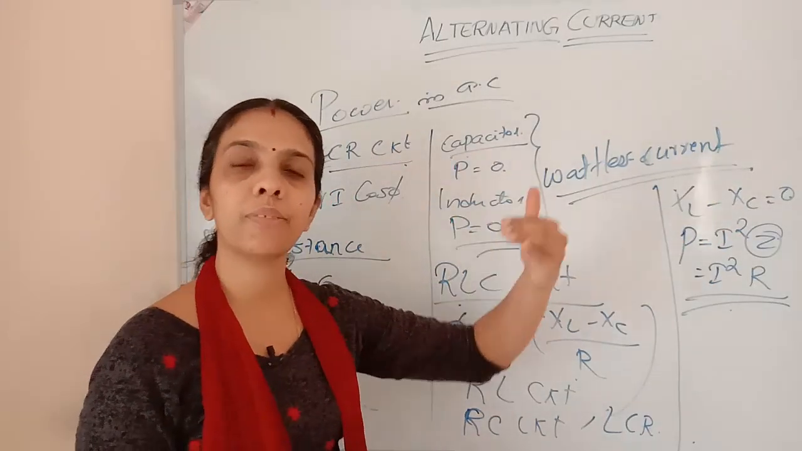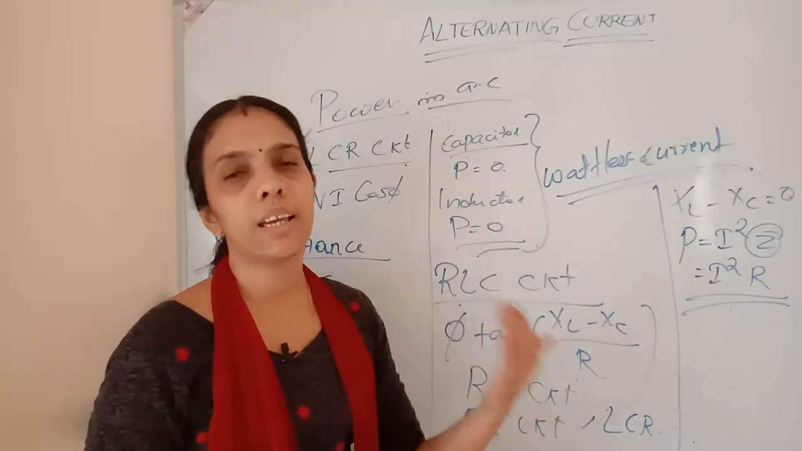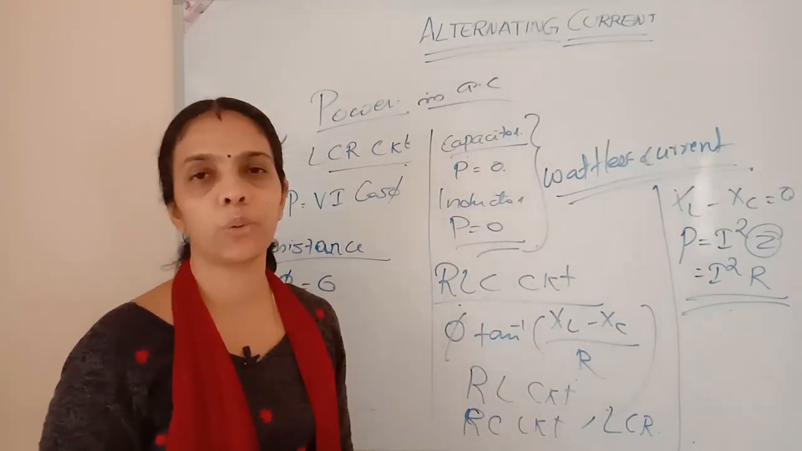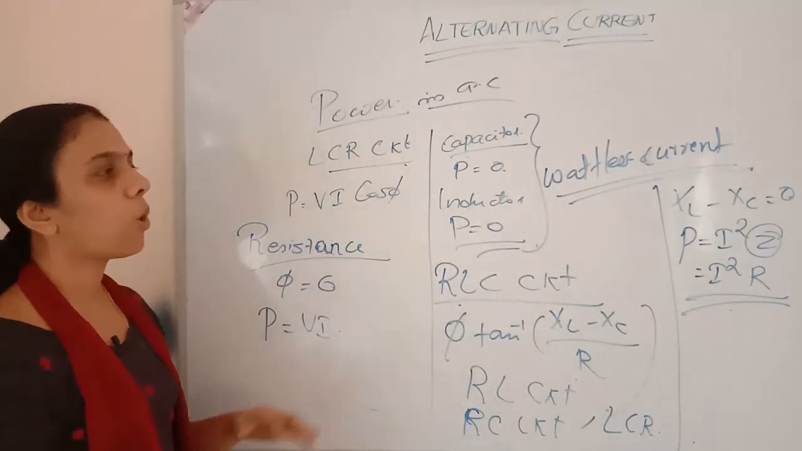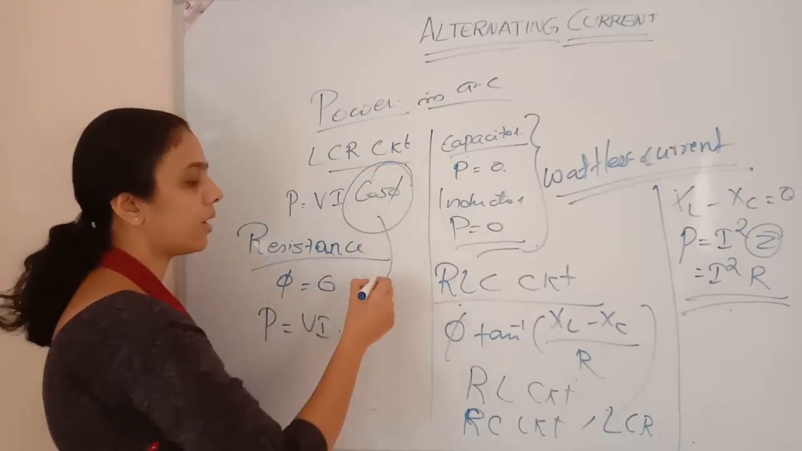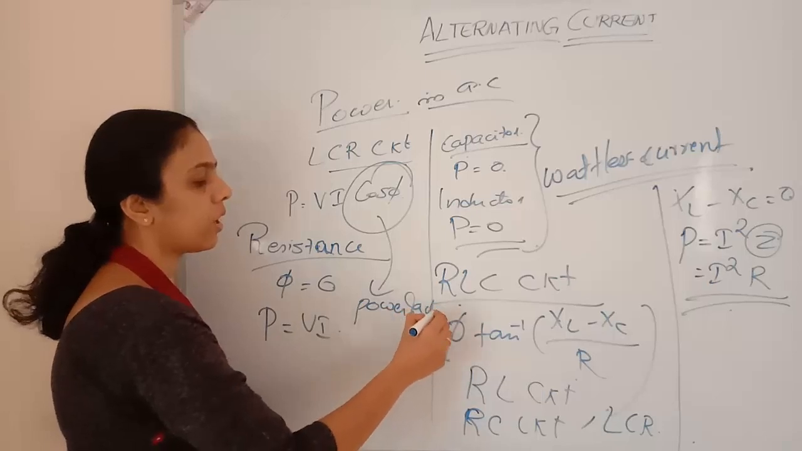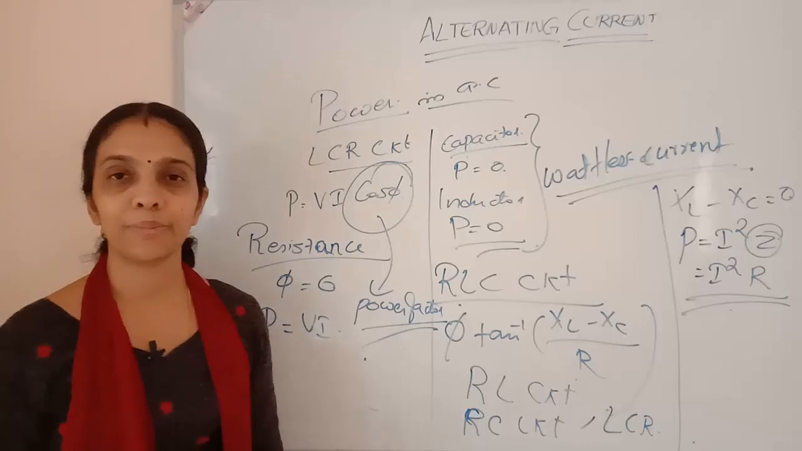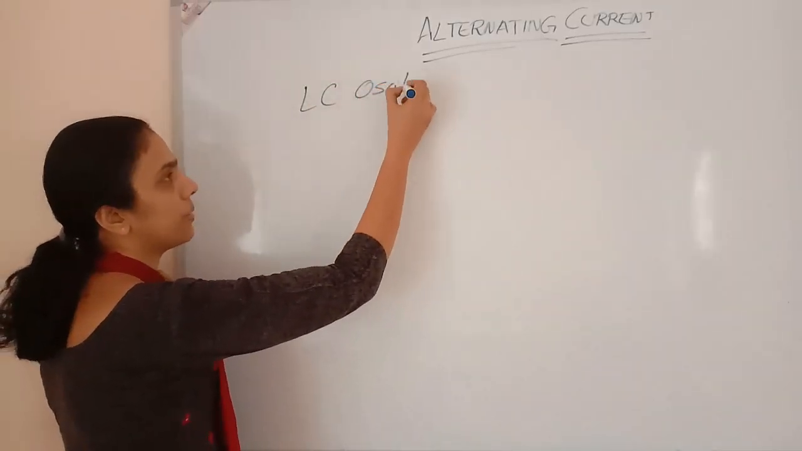We are increasing the frequency, and at a particular point XL will be equal to XC. That point is called resonance. Clear? So this is about the power factor and the wattless current. Cos phi is called the power factor. Clear now how we find the power in an AC circuit? Clear? So next is LC oscillation.